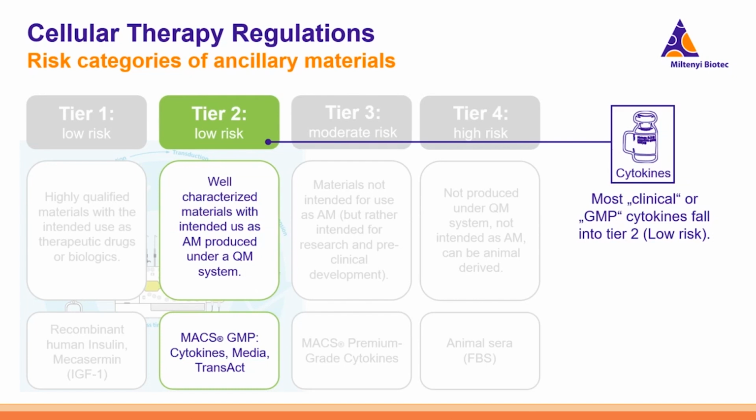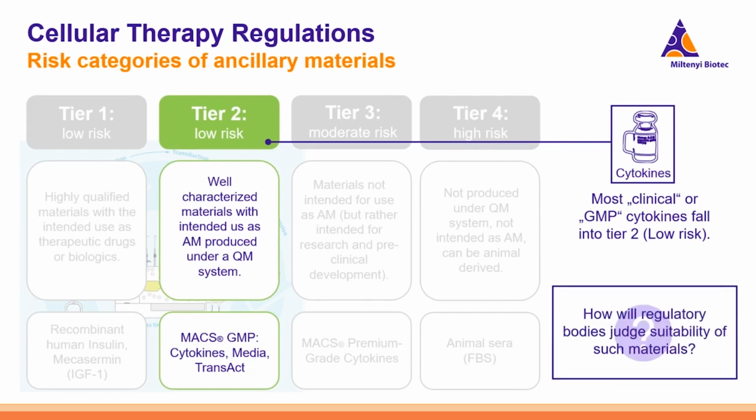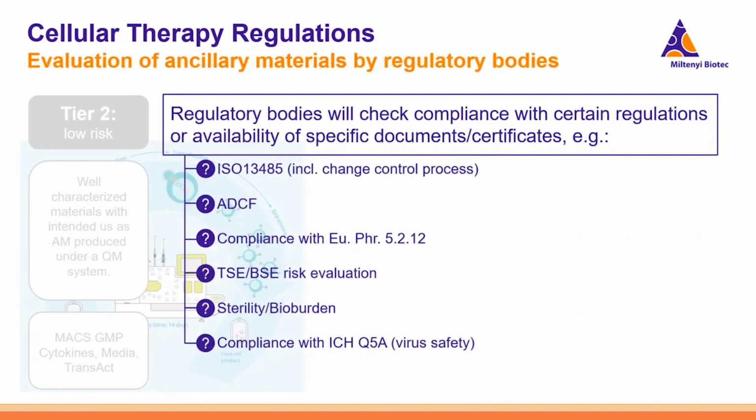Because you will now see in a second why it makes sense to be compliant with as many regulations as possible. Now we are going to have a look at how regulatory bodies actually judge the suitability of ancillary materials. What regulatory bodies would do is check if the ancillary material in question is compliant with certain specifications and guidelines. For example, with ISO 24005, what about animal-derived components in the ancillary material? Are they compliant with the pharmacopoeias? Is there a TSE/BSE risk evaluation? What about sterility? If you are using a cytokine from a mammalian source, is it compliant with ICH Q5A?